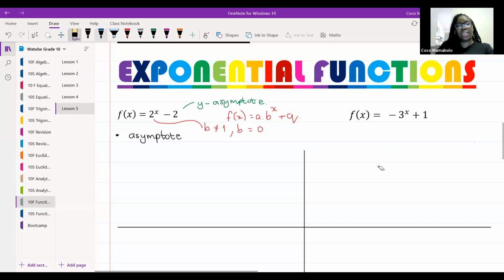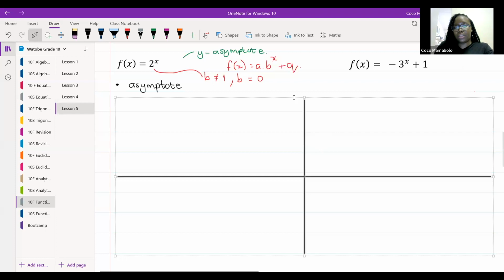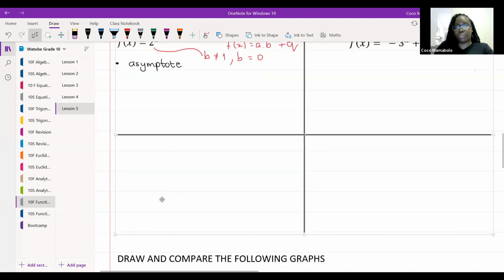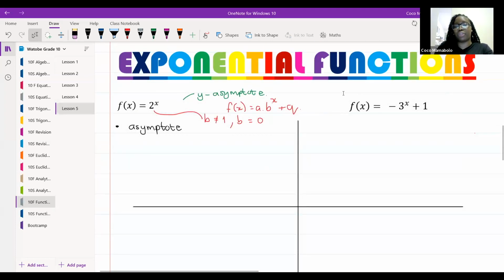Now, if we have to sketch the graph of f of x is equal to 2 to the power of x, let's start with something simple. If we have to draw it, we're going to pick one point. Note that I will never get a 0 with 2 to the power of x. If I had to look for 2 to the power of x is equal to 0, I'm never going to find a value for x. There is no value that will make this true.